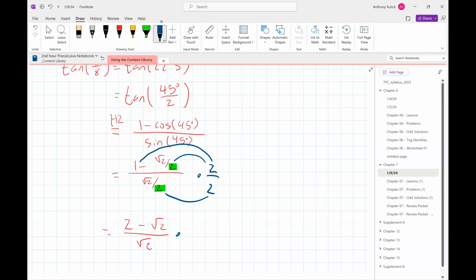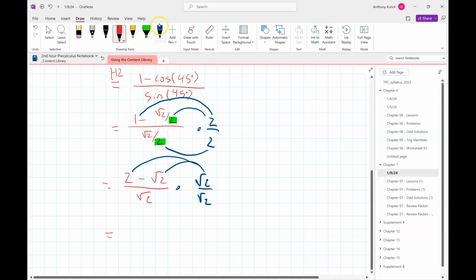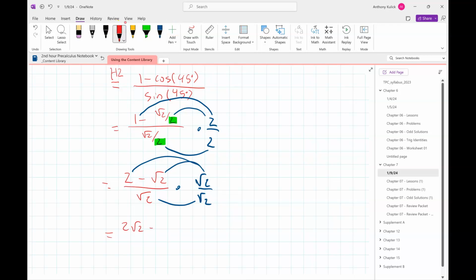I'll multiply the top and bottom by square root 2 to rationalize the denominator. Notice since there's no addition or subtraction in the denominator, this is just like a straight, easy rationalize the denominator thing. There's nothing complicated going on here. Ava, does that look okay there?